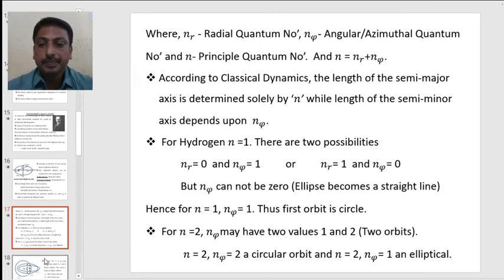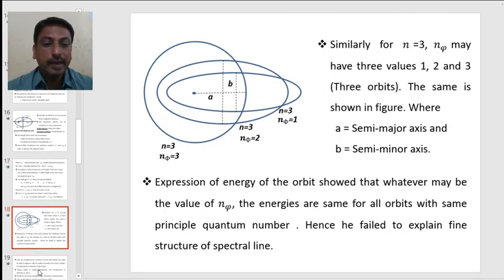Similarly, for n equal to 2, nφ may have two values, that is 1 as well as 2. Accordingly, there exist two orbits. For n equal to 2, nφ may be equal to 2. So therefore, we are going to get a circular orbit. And for n equal to 2, nφ equal to 1, which obviously gives an elliptical orbit. The figure illustrates the same.